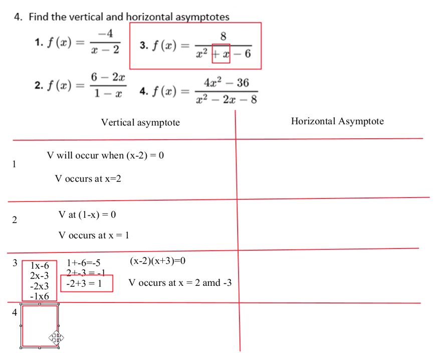Alrighty. So now let's look at question 4. The denominator for question 4 is x squared minus 2x take 8. So we want all the numbers that multiply together to give -8. So similar to what we did before, 1 times -8, 2 times -4, -2 times 4, and -1 times 8.